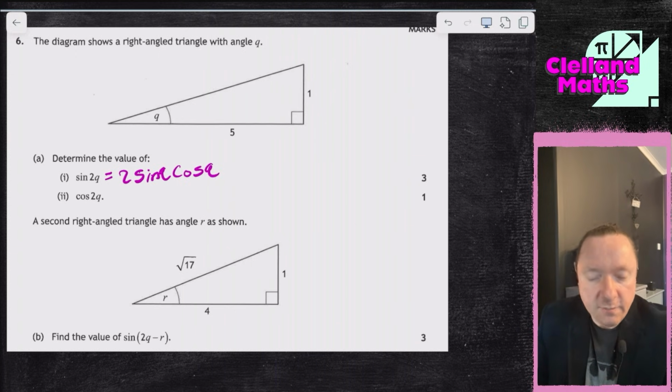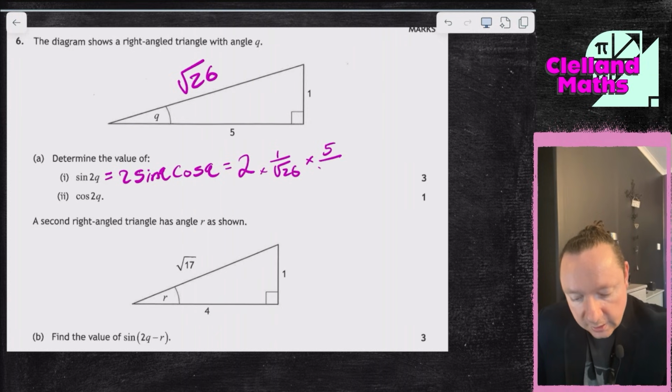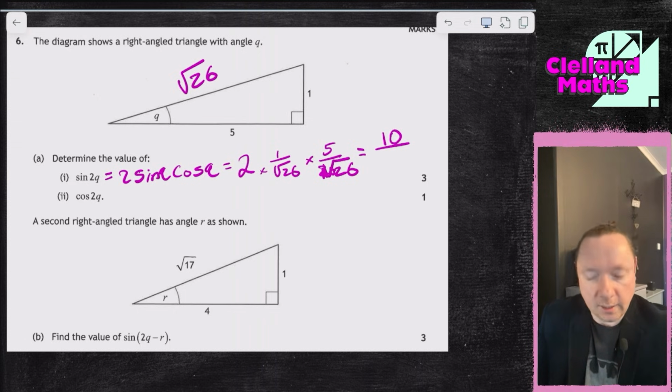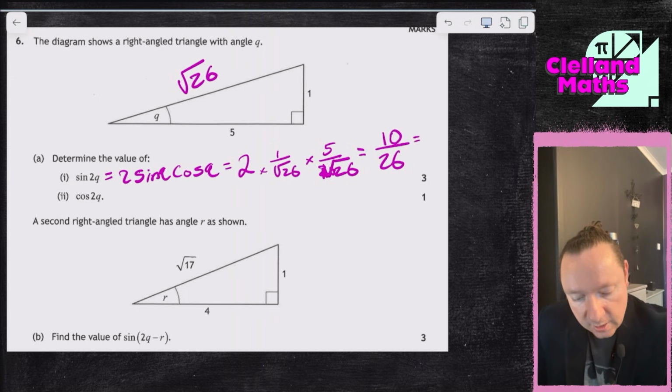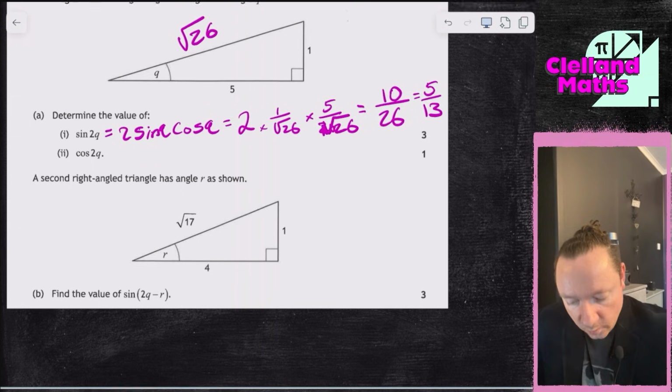5 5s is 25, 1 1s is 1, that's 26, so that's root 26. So the sine of Q is 1 over root 26, and the cos of Q is 5 over root 26. 2 times 5 is 10, and root 26 times root 26 is just 26. Halve each of the numbers to get 5 over 13. And we're done there. I'll do part B underneath because I don't want to get too messy.